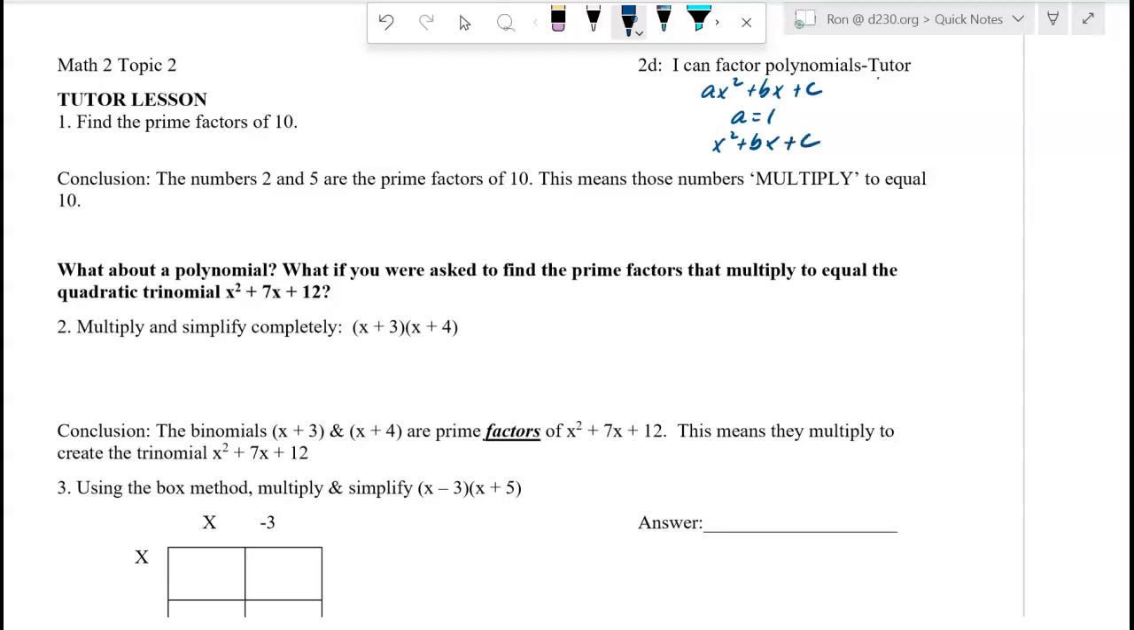So first we're going to talk about what are the prime factors of 10. When we look at the prime factors of 10, we are going to say the prime factors of 10 are 2 and 5. That's because these numbers are the prime factors and they multiply to 10.